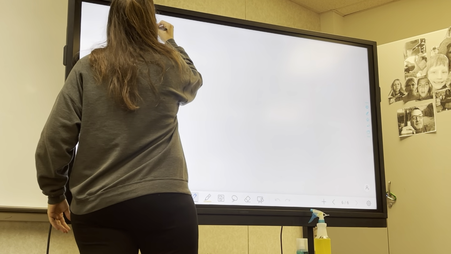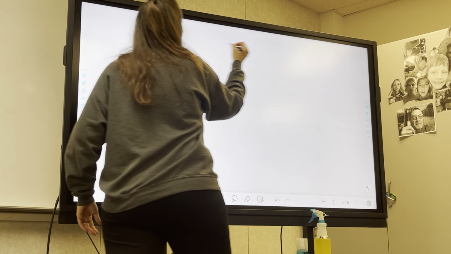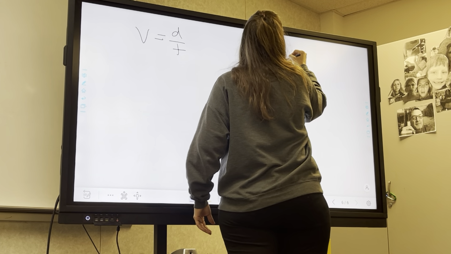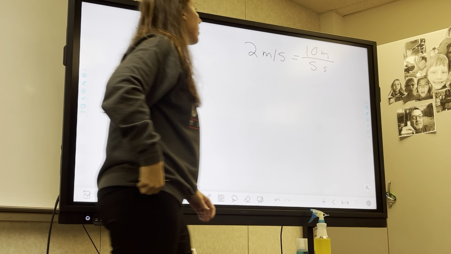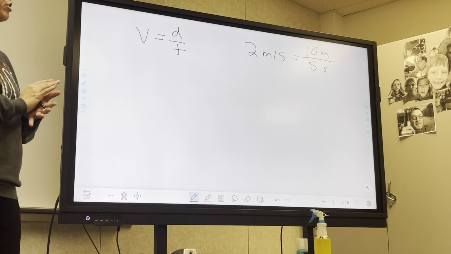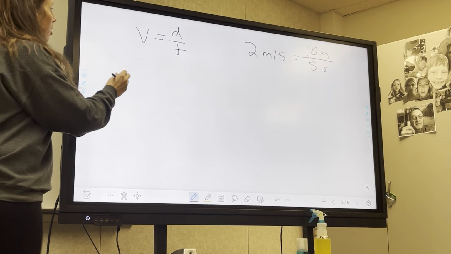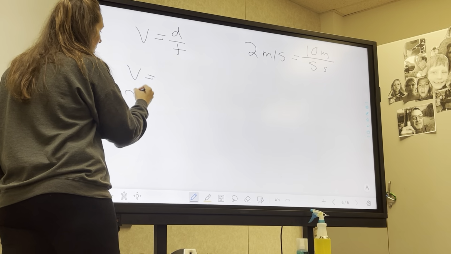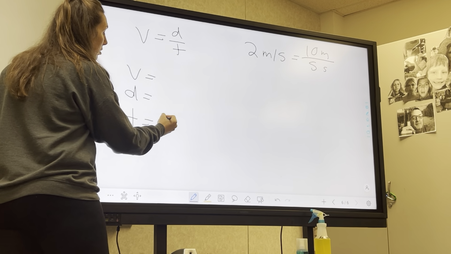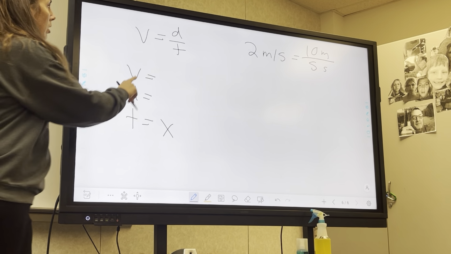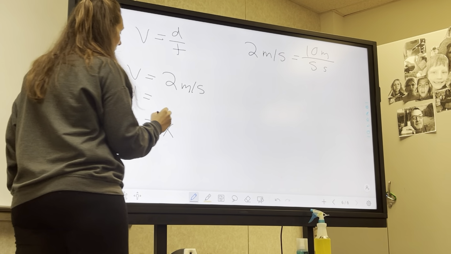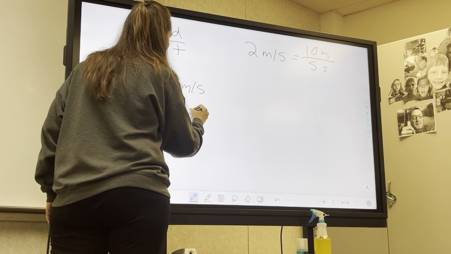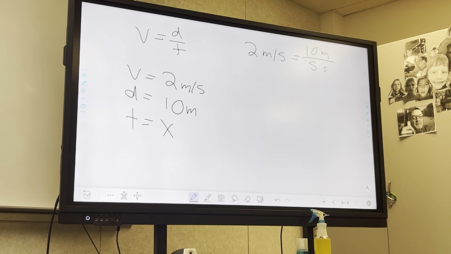So we got V equals distance divided by time. 2 meters per second equals 10 meters divided by 5 seconds. Okay, so the last thing we're gonna do is the time be our unknown. So ready? V equals, D equals, T equals. Okay, so when time is our unknown, you're gonna get your speed, 2 meters per second. You're gonna get distance, 10 meters. Okay, so first thing we do is write our formula and sub in.